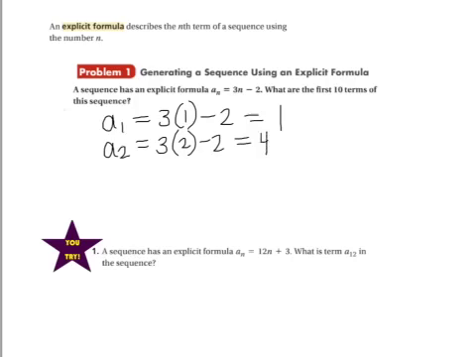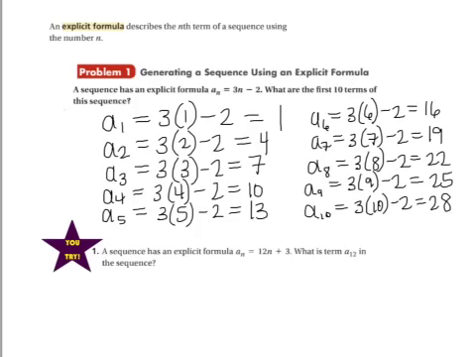And I'm going to continue on because the question says, what are the first 10 terms of this sequence? So I'm going to continue on and find a sub 3, a sub 4, all the way to a sub 10. And I want you to do the same thing. So I'm going to go ahead and pause it and work it out while you do the same. Alright, so here's the rest of my work. So we can see that the first 10 terms of this sequence are the following: 1, 4, 7, 10, 13, 16, 19, 22, 25, and 28.